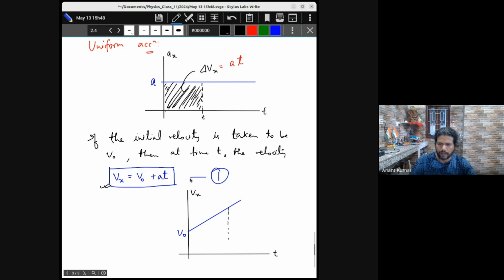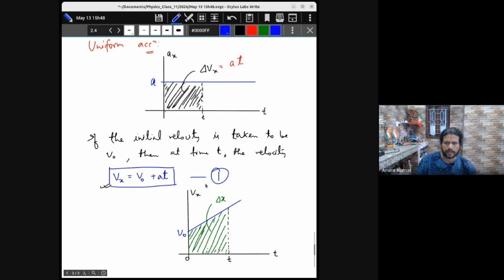If I just obtain the area under the graph till some time t, what I end up getting is nothing but the displacement. The displacement will be simply this area that we have over there, the trapezium. So in this case, this area should give us a displacement. How do we find out the area over here?